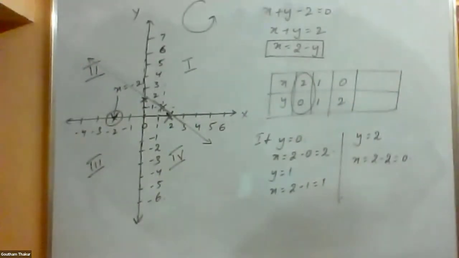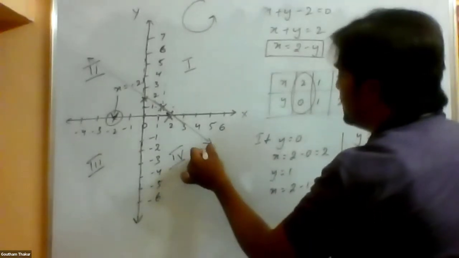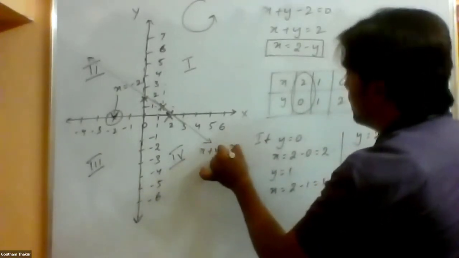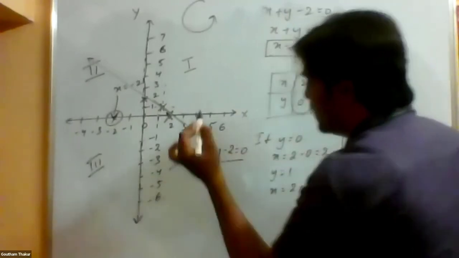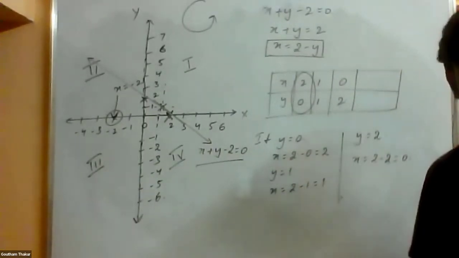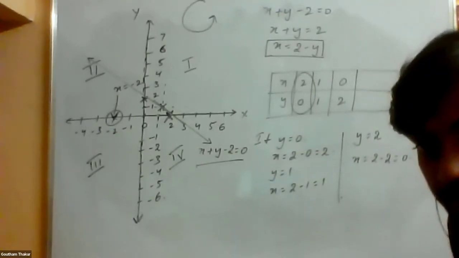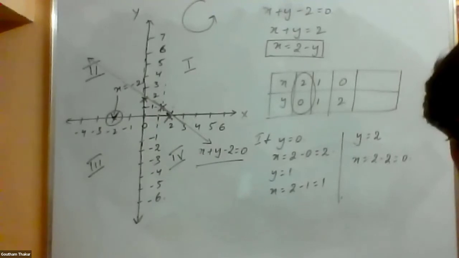So with this, what is the conclusion we are having? That is, a linear equation of two variables is always a straight line. Linear equations of two variables is always a straight line.